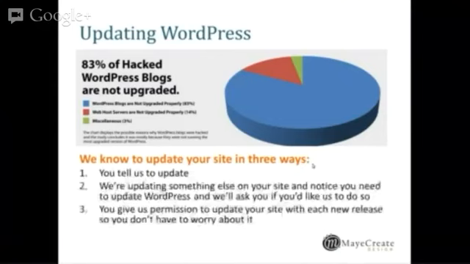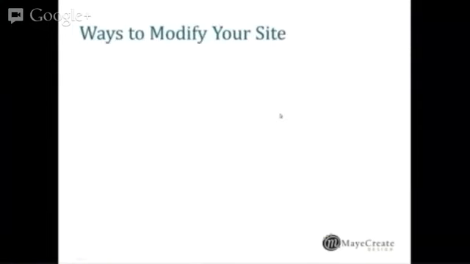Now, if we're in your site, we know that it needs to be updated in 3 ways. 1, you tell us, you call us, you say, I see this yellow bar, I need you to update it. Or 2, if we're in your website updating something else and notice that you need it, then we'll ask if you want us to. Or some people give us permission to update their site with each new release so that it just happens automatically.